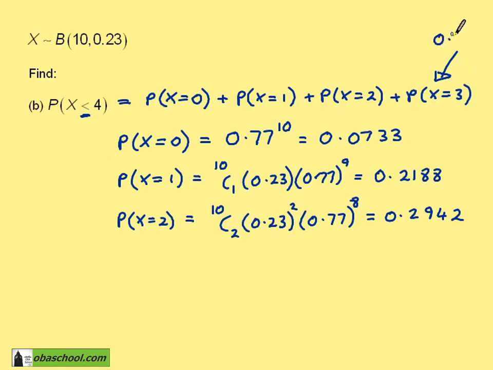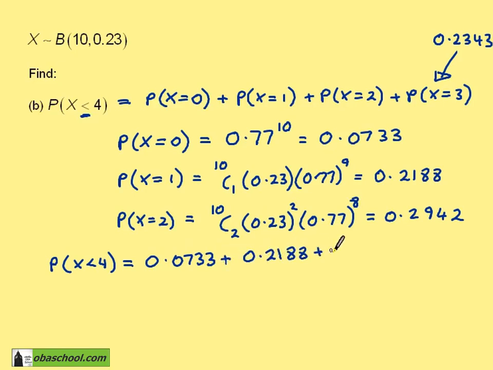So we now need to add the result from part A to these other results. So the probability of x being less than 4 is 0.0733 plus 0.2188 plus 0.2942 plus 0.2343. And this gives us 0.821 to 3 decimal places.